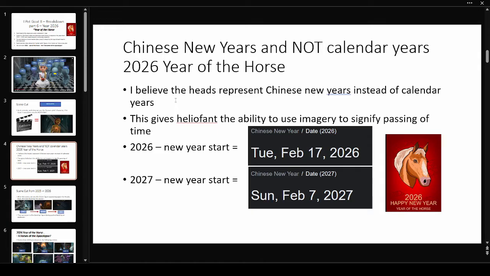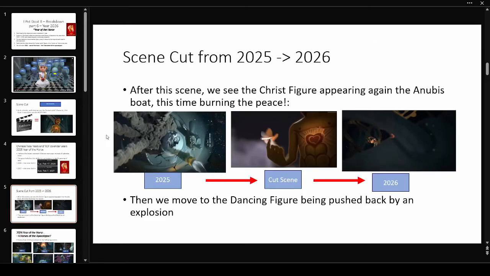So the Chinese New Year's are what are used in iPad Go-To, not calendar years. Okay, so 2026 is the year of the horse. Just know that Heliofont uses these Chinese New Years instead of calendar years because this gives Heliofont the ability to use imagery, okay, for the passing of time. So know that 2026 actually begins on February 17th and ends on February 7th, 2027, okay, for the year of the horse. So as I said before, every time you see this human spirit character is cutscene into the next year.